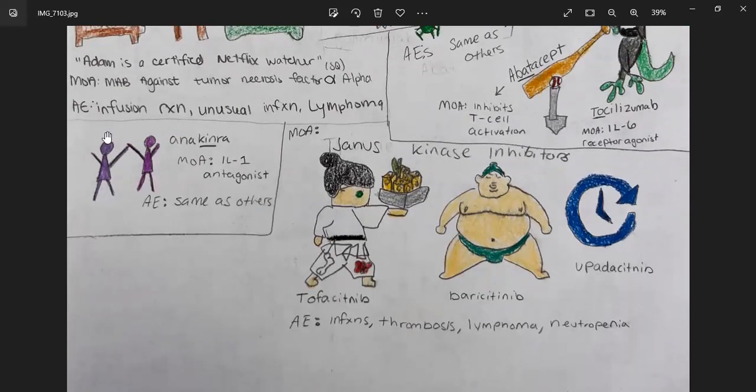Here we have 2 people. They are sisters or brothers, whatever you want to call it. They are kin to one another for anakinra. And people who are like, the 2 of us are kin. We come from one family. We are one family, so IL-1 antagonist. Again, adverse effects are things like opportunistic infections.